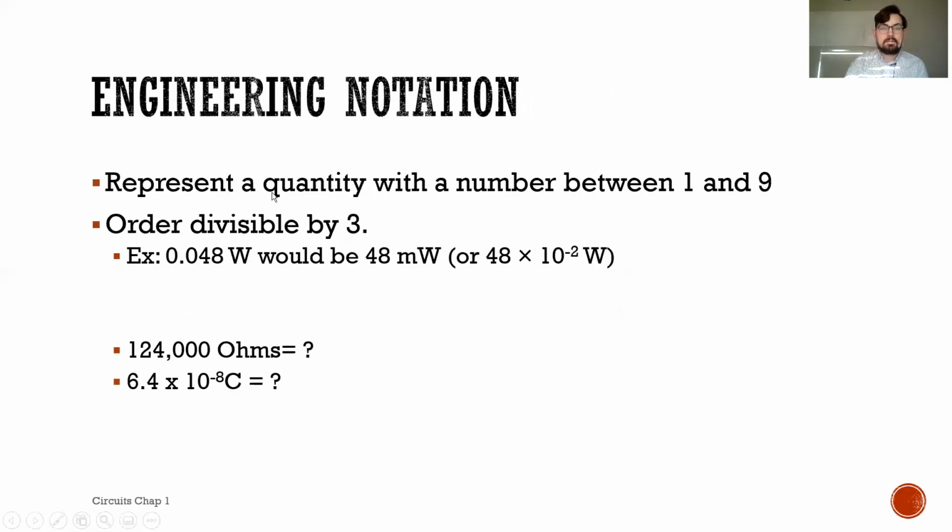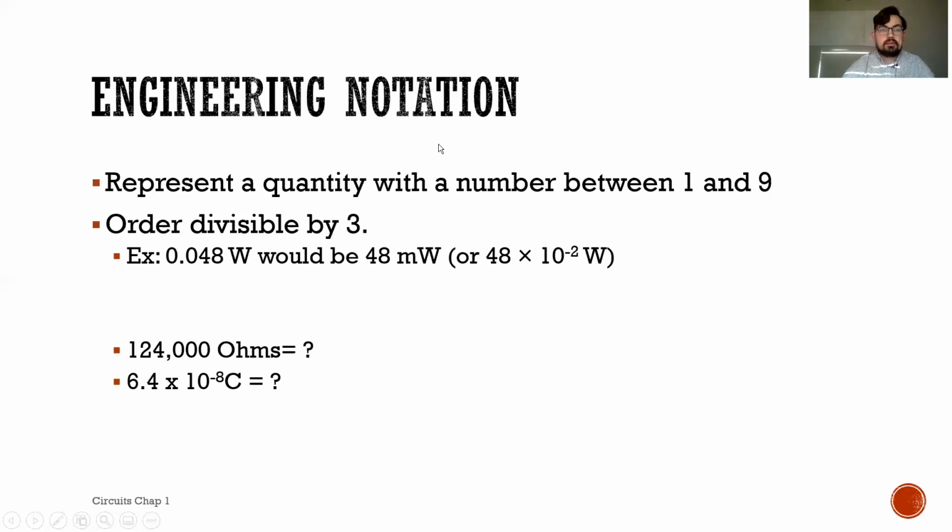All right. For engineering notation, some things that we're going to realize is that you're really going to represent a quantity with a number between 1 and 9, really. We want that order to be divisible by 3. And I say 1 and 9, it really should be somewhere between 1 and 999.